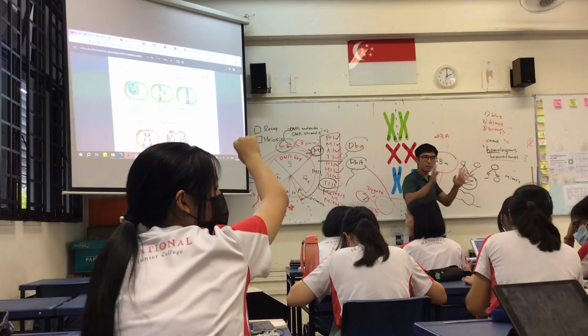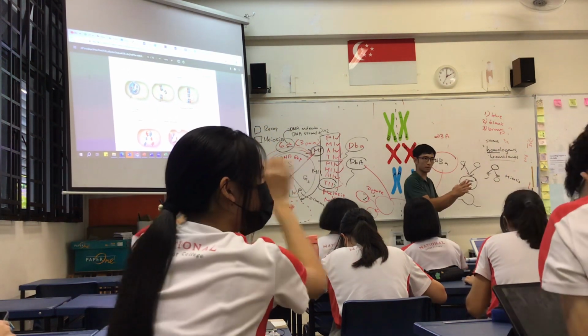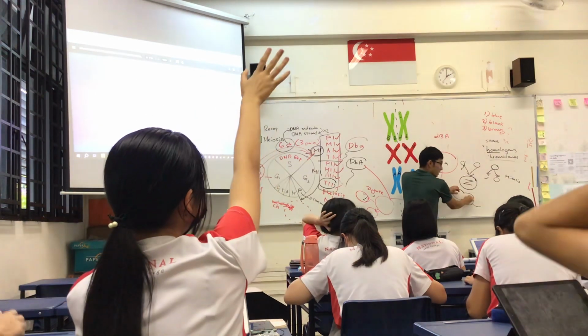So those conjoined twins never divided properly. After that, each one of these will divide some more.